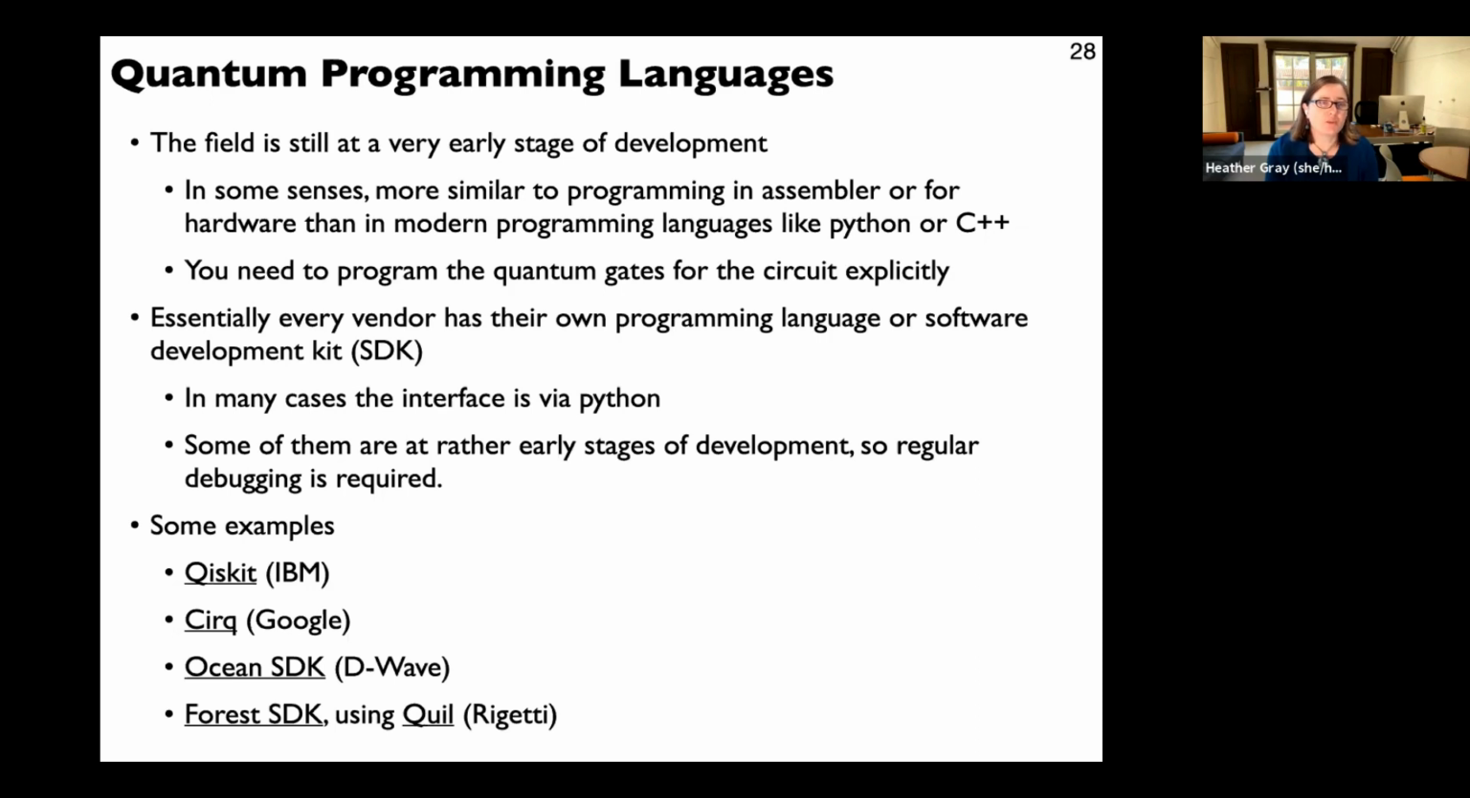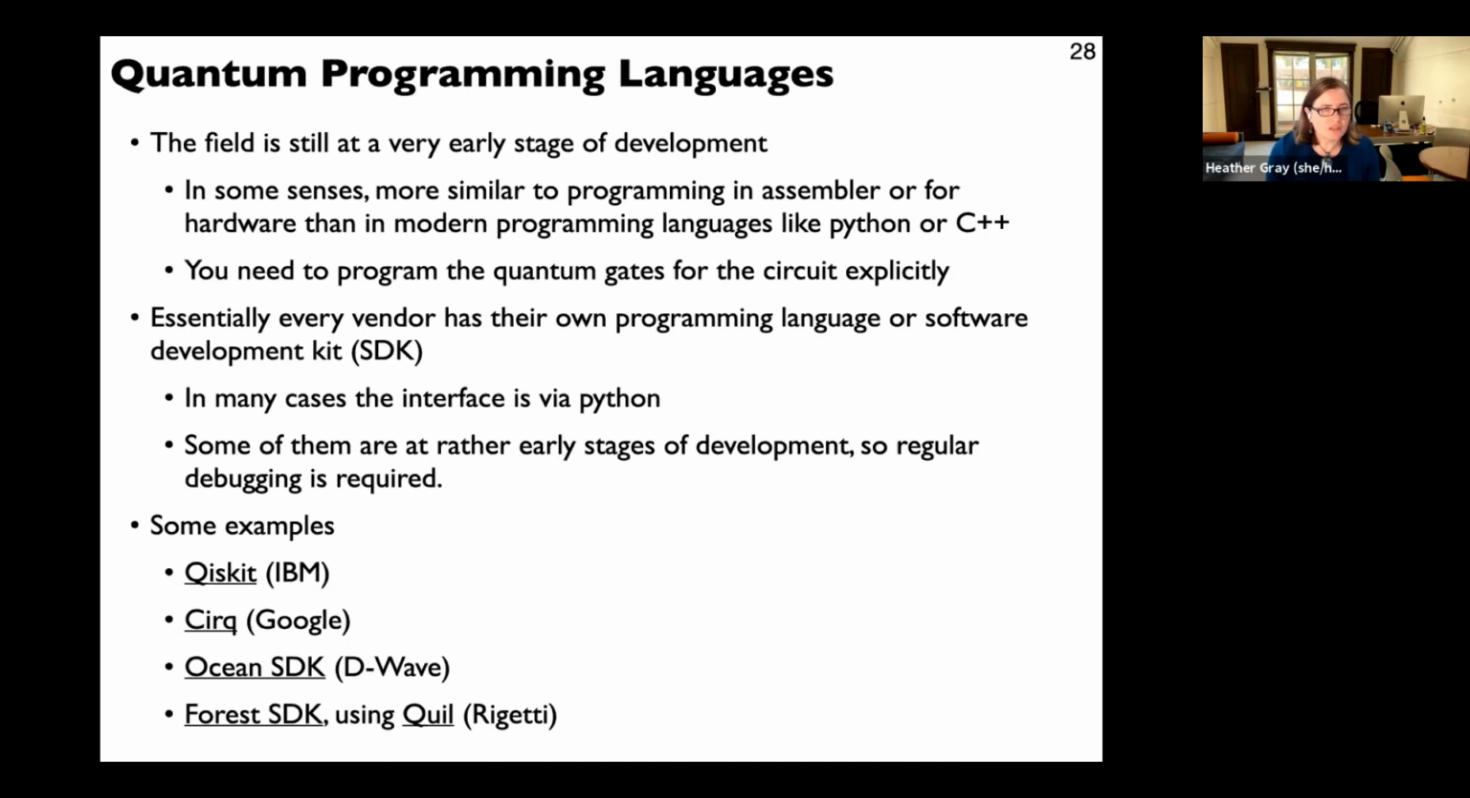Pretty much at the moment, every vendor has their own programming language or software development kit. In many cases, though, the interface will feel familiar. It's via Python. Some of them are at rather early stages of development, which means that regular debugging is required. Often, for example, you'll be writing some code and you'll find that things just don't work. You actually have to contact the developers and get them to help you to fix it. It really is something that's at quite an early stage.